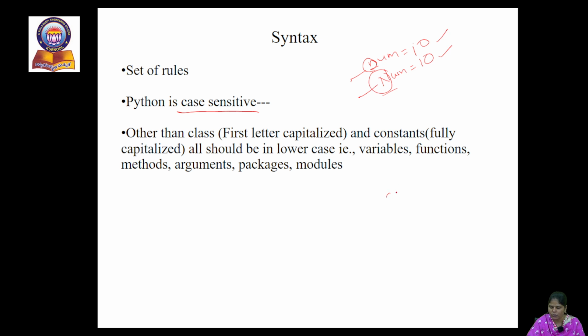So if I want to create a class named Employee, the first character of a class name should be capitalized, and constants should be fully capitalized. This is used to differentiate a constant from other variables in your program. Every character in a constant is fully capitalized, and all other names, like variable names, function names, method names, arguments, packages, and module names, will be written only in lowercase.